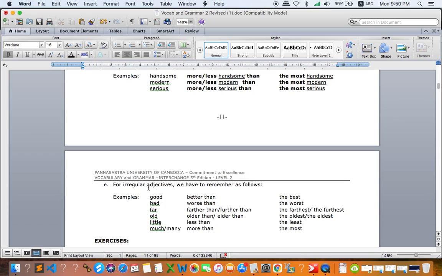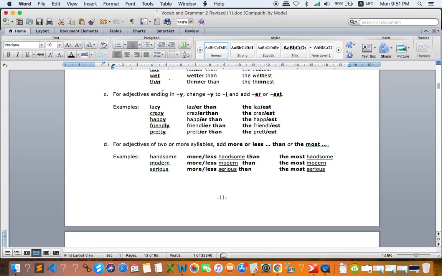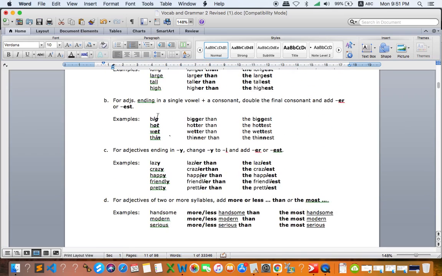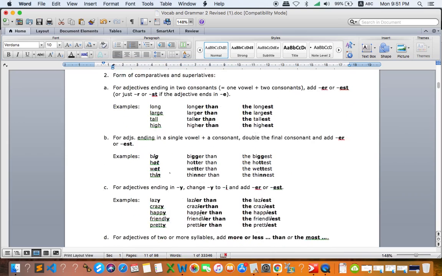So let's go to the last one, E, for irregular adjectives, everyone. We call them irregular, so it is different from the other points. We have to remember as follows. It means that there's nothing that we have to remember about all of this rule. For the others: y, change y to i; CVC, double the final consonant; and with e or without e, just add er or just the letter r. Things like this.